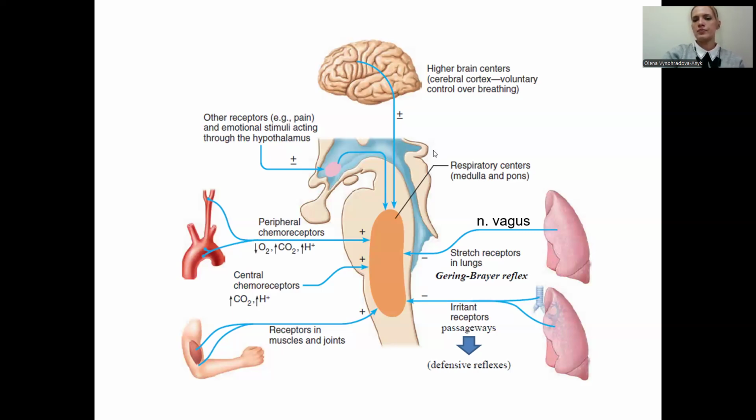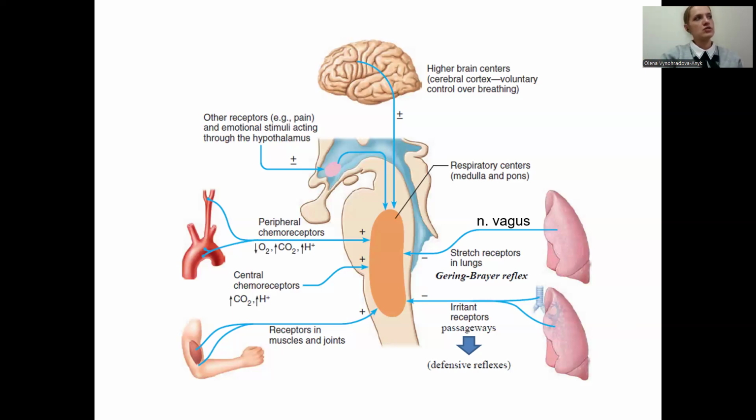Also, by the vagus nerve, through the activation of stretch receptors in the lungs. Stretch receptors in the lungs are activated when we begin inspiration. These receptors are stimulated and the Hering-Breuer reflex happens, and inspiration is stopped.